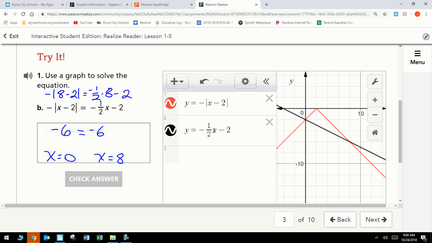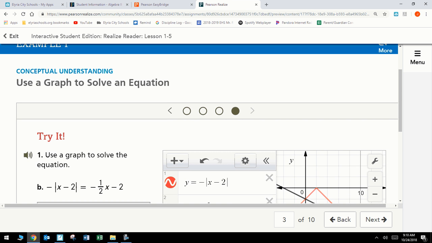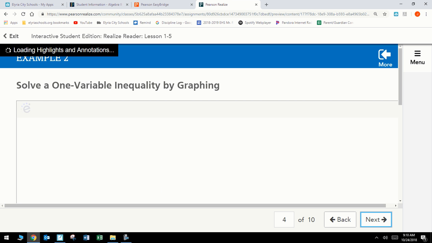Any questions about what we're doing to get those answers? Just finding where they intersect the other graph. Yep. And luckily, the graphing calculator has a way of doing that for you, calculating the intersections. And also, Desmos is very nice about giving you the intersections.